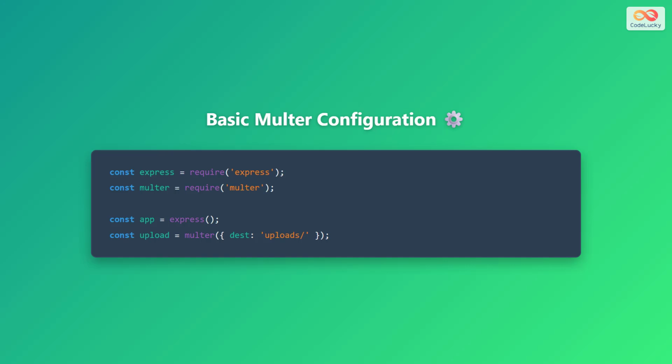Now that we have Multer installed, let's set up a basic configuration in our Node.js application. First, we need to import both the Express and Multer libraries. Then, we create an Express application instance. Finally, we initialize Multer with a destination folder where uploaded files will be stored.